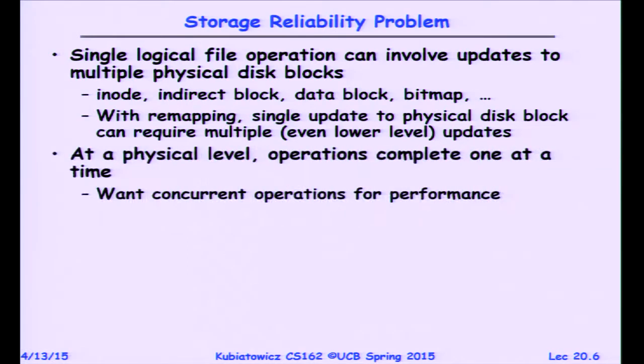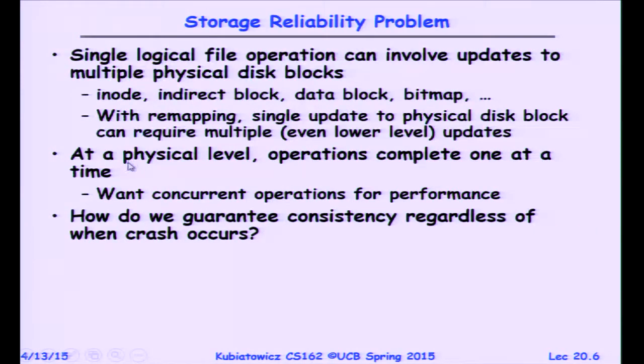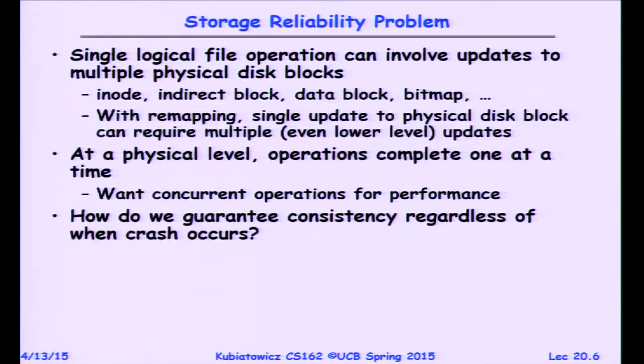And at the physical level, of course, operations complete one at a time because the disk controller is writing disk blocks. And clearly we want some form of concurrent access whenever we have multiple disk heads, which would be nice. But we're going to have to figure out how to make that work. And then how do we guarantee consistency even when a crash occurs? So these are some of the questions we want to see if we can get some answers to. Are there any questions about the questions?